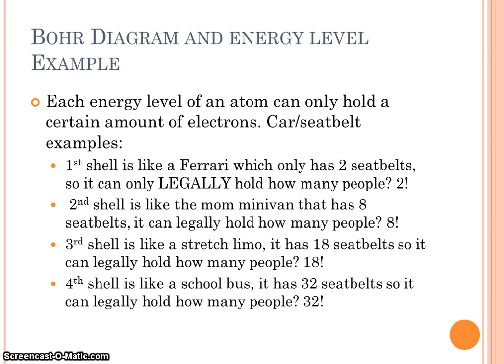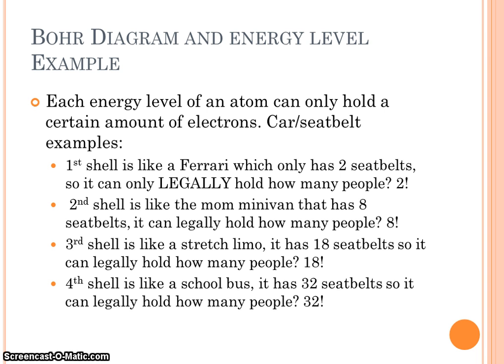Basically, I'm going to give you an example that most people find easy to remember. Each energy level of an atom can only hold a certain amount of electrons. So I'm giving you the car and seatbelt examples. The first shell is like a Ferrari. It only has 2 seatbelts. Ferrari only has 2 seatbelts, so it can legally only hold how many people? 2 people. 2 seatbelts, 2 people, or 2 electrons.